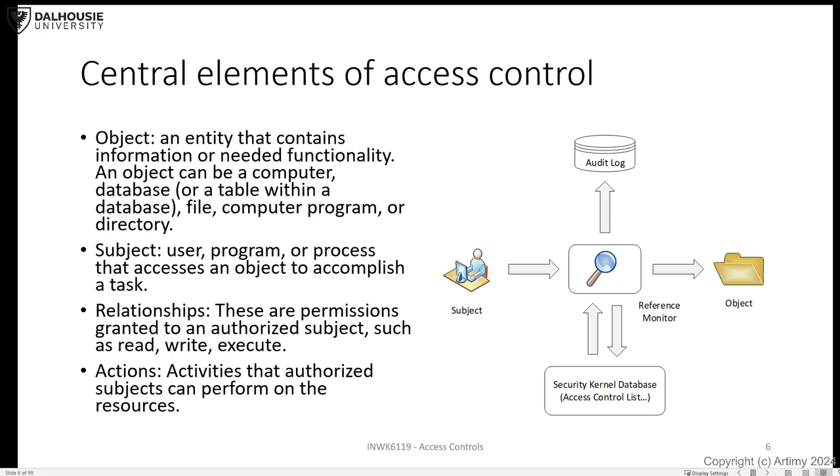So we're going to talk about the elements of access control. First thing, on the right hand side of this slide, you see object. The object is the asset, the entity that contains information or something that needs to be protected, right? The object can be a computer, a database, or part of a database, a file, or a whole hard drive, anything that needs to be protected.